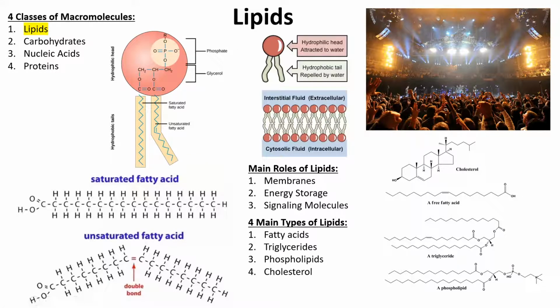Lipids are one of the four classes of macromolecules, as highlighted here. Now lipids are unique because of their structure. Lipids form a long hydrocarbon tail, as seen right here. These long hydrocarbon tails are extremely nonpolar and they repel water. This is really important because they act differently than the other macromolecules.